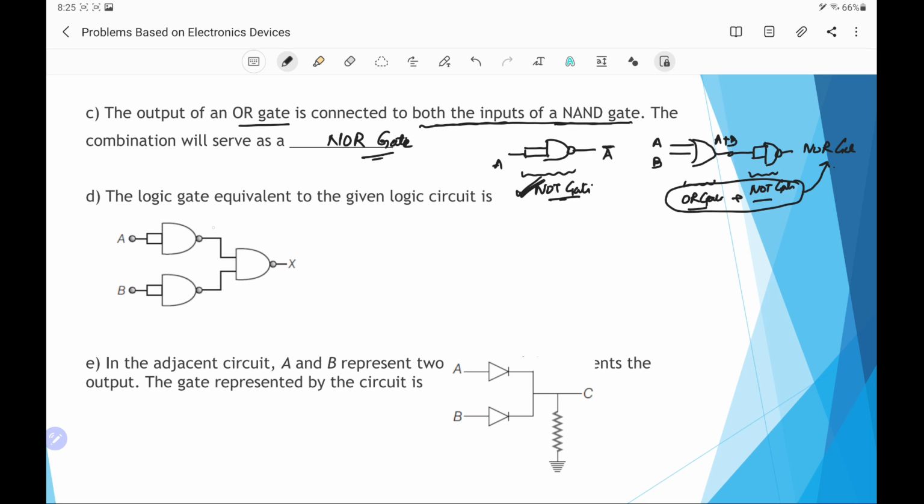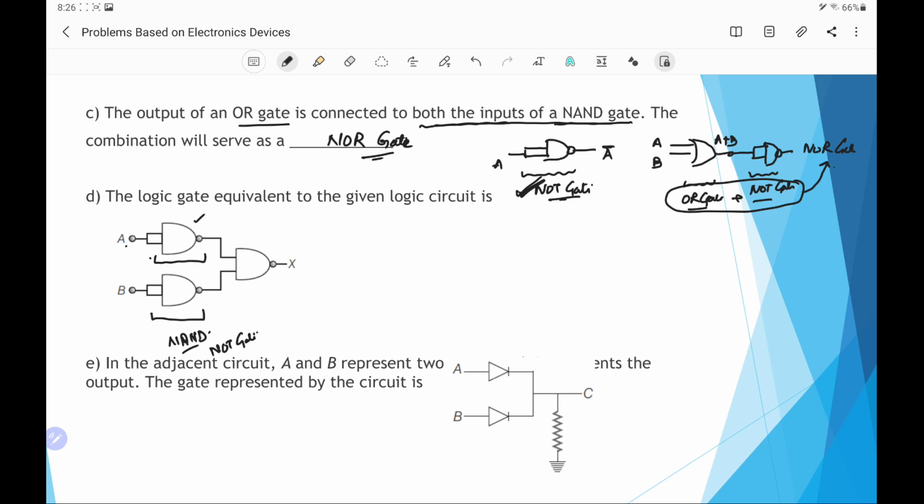Part D: the logic gate equivalent to the given logic circuit is? Here we are seeing that this is a NAND gate, and on these NAND gates, both inputs are connected. That means overall this gate acts as a NOT gate.